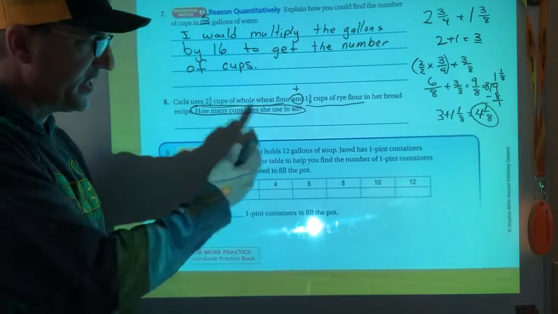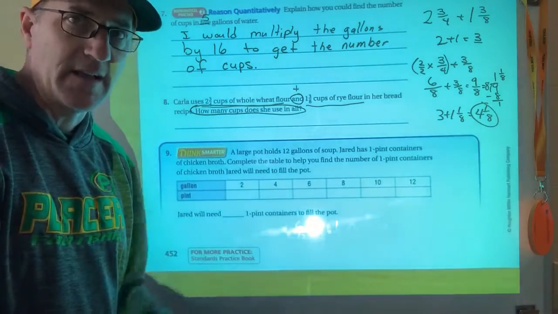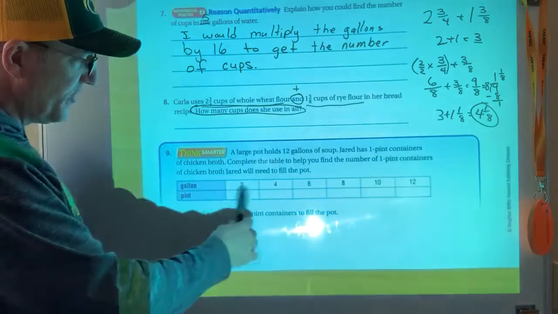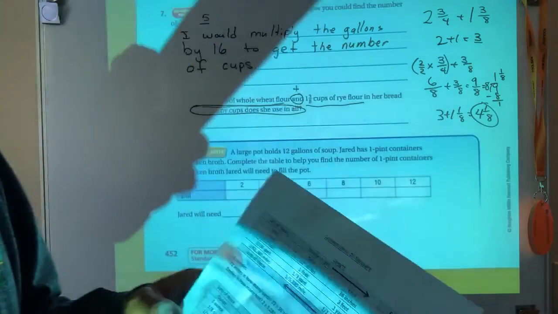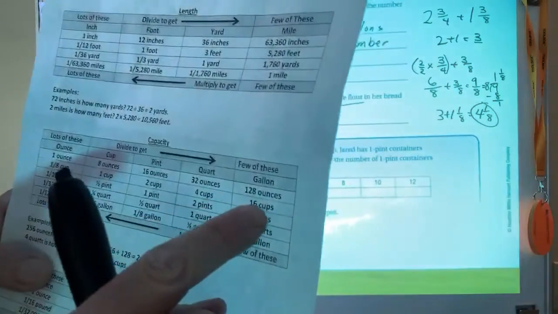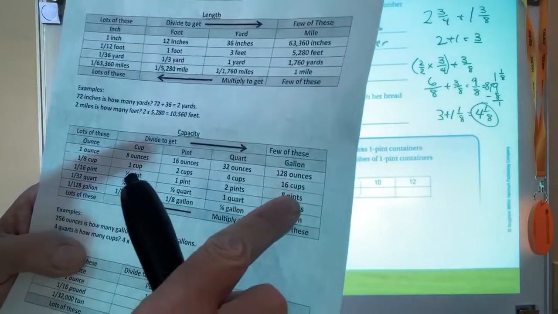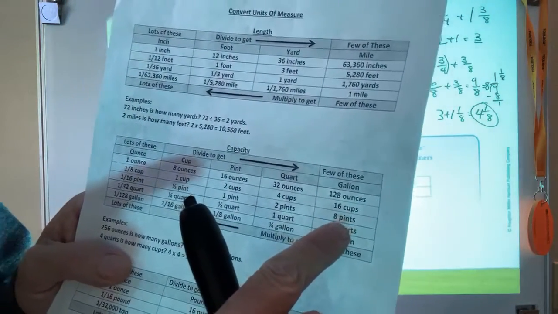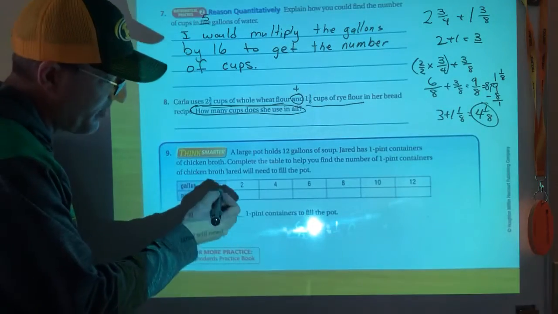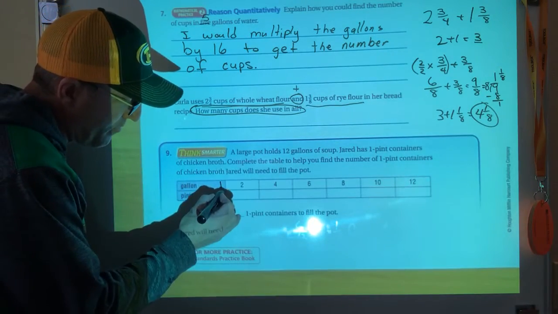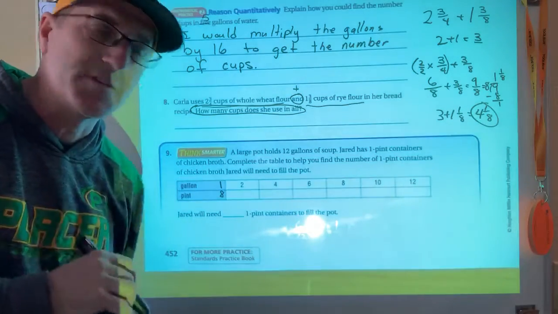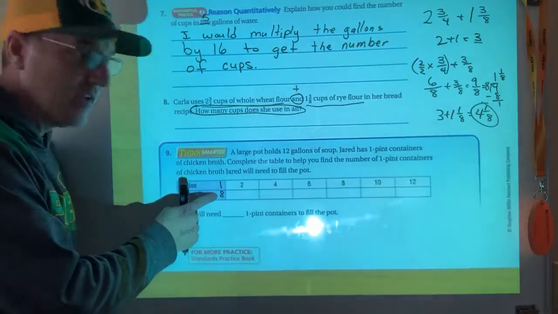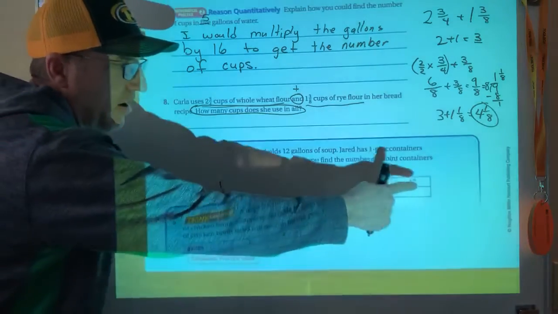I mean, normally you would just take 12 and multiply it by the number of pints in a gallon. So in order for me to do this, I got to know how many pints are in 1 gallon. So I'm going to go to my chart, and I go to gallons, and I see that there are 8 pints, right? Okay, so even though it has 2 here, I'm going to put a 1 there, and I'm going to put an 8 there. Okay, so I know that my job is to multiply by 8. 1 times 8 is 8. So I'm just going to multiply by 8, going all the way down the row.